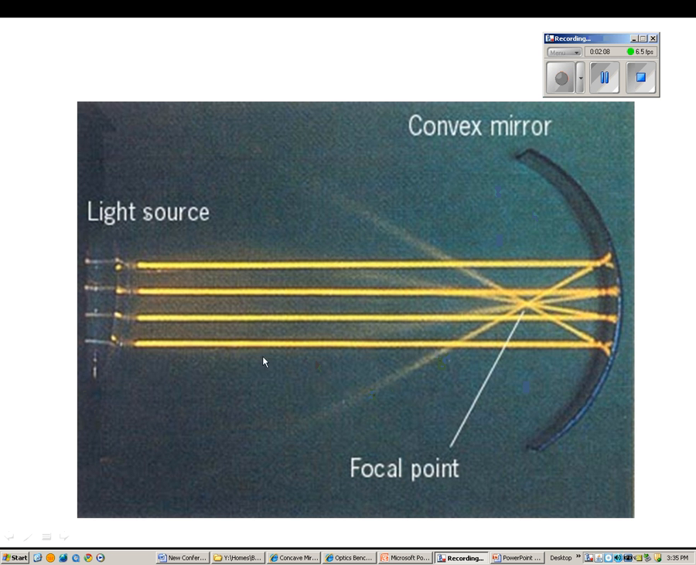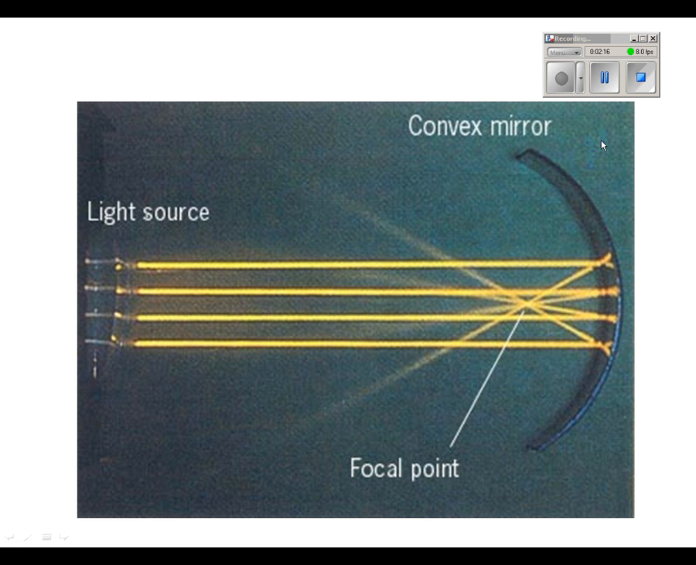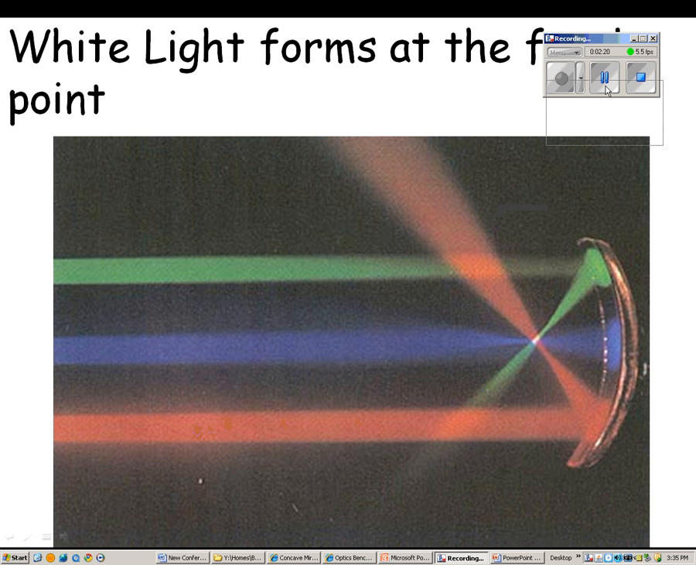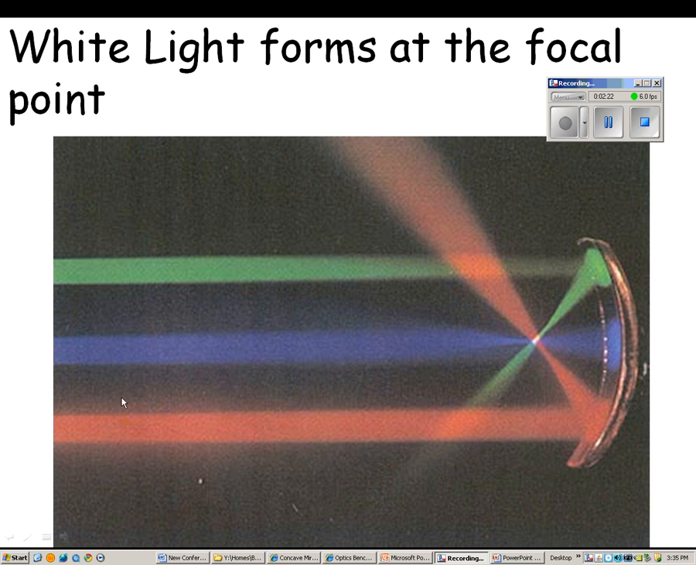Here's a picture of a convex mirror. We have these yellow light rays coming in parallel to each other, and you'll see they all reflect right to the focal point. Here's an interesting picture. We have different colors of light, the red, the violet, and the green, all coming in, hitting the concave mirror, and when they intersect right there at that point, they actually make white light. All the colors come together and form white light.